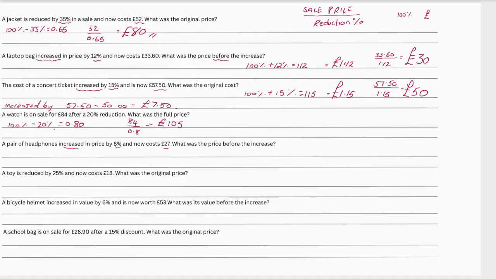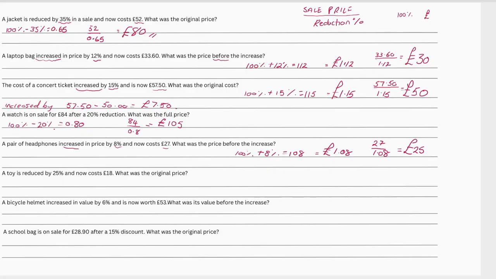Next one, a pair of headphones is increased by 8%, and it costs 27. What was the price before the increase? Well, that is simply 100%. Work our percentages out first. Plus 8%, which gives us 108. Put that into money, £1.08. And then let's work out the answer. So we have £27 all over £1.08, which gives us £25.